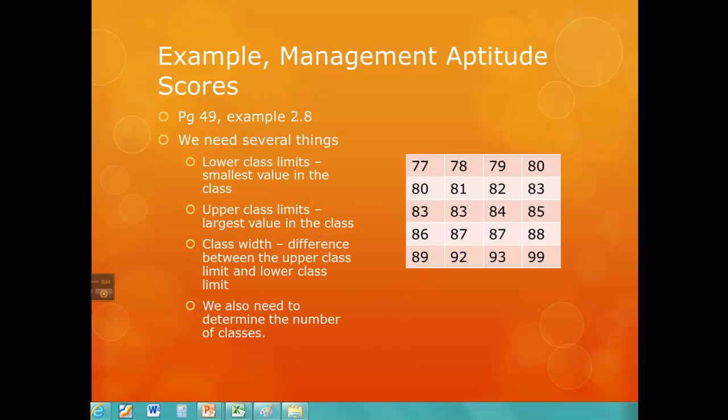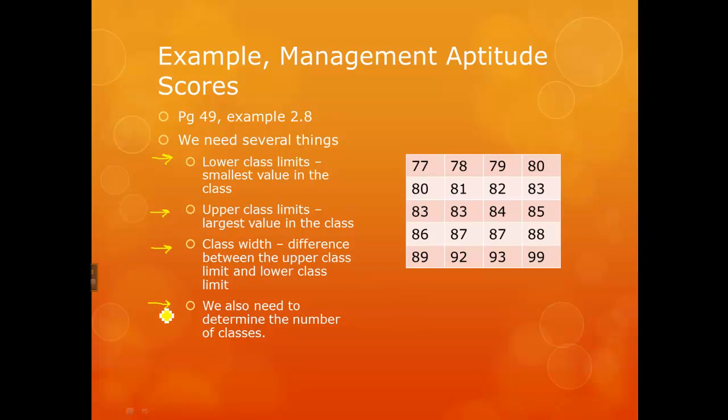So we're going to look at the example on page 49, example 2.8, of management aptitude scores. The small sample was taken from 20 people. In order to construct a frequency distribution for a quantitative data set, we need to determine several things: lower class limits, upper class limits, class width, and number of classes. Lower class limits are the smallest values in a category, and the upper class limits are the largest values in a category. The class width is the difference between these two.